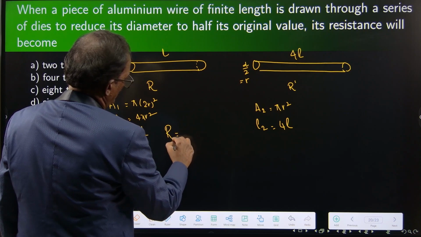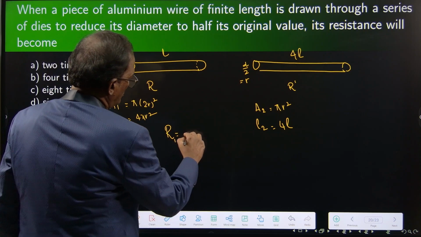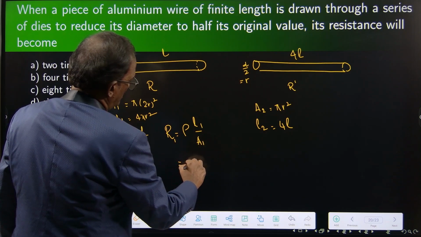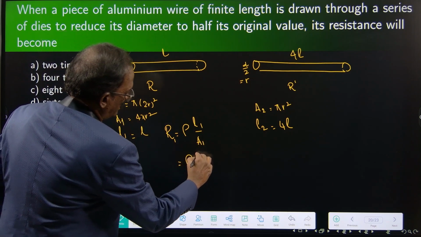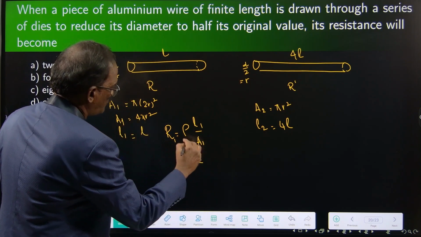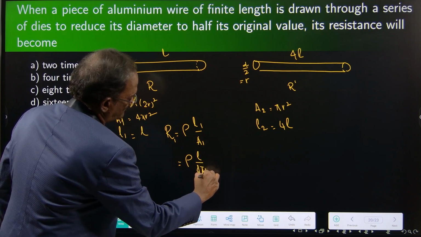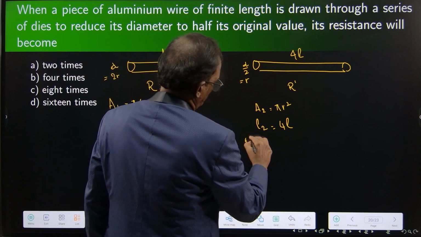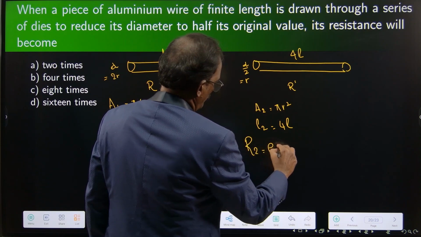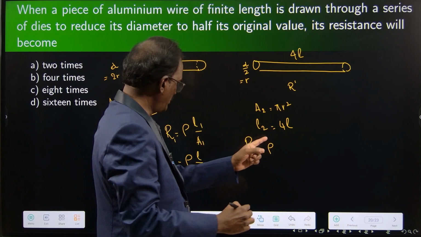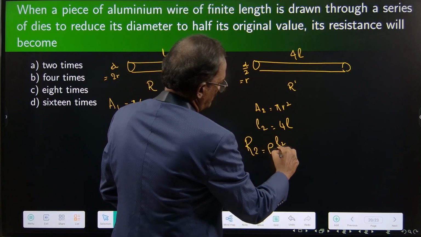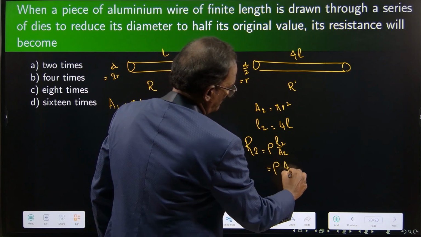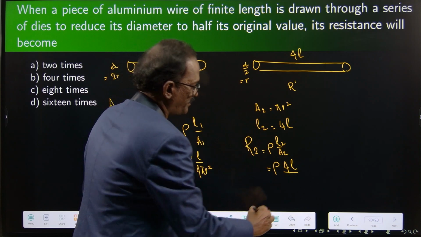R1 is rho L1 by A1. L1 is L, A1 is 4 pi R square. R2 is rho L2 by A2. L2 is 4L, A2 is pi R square.